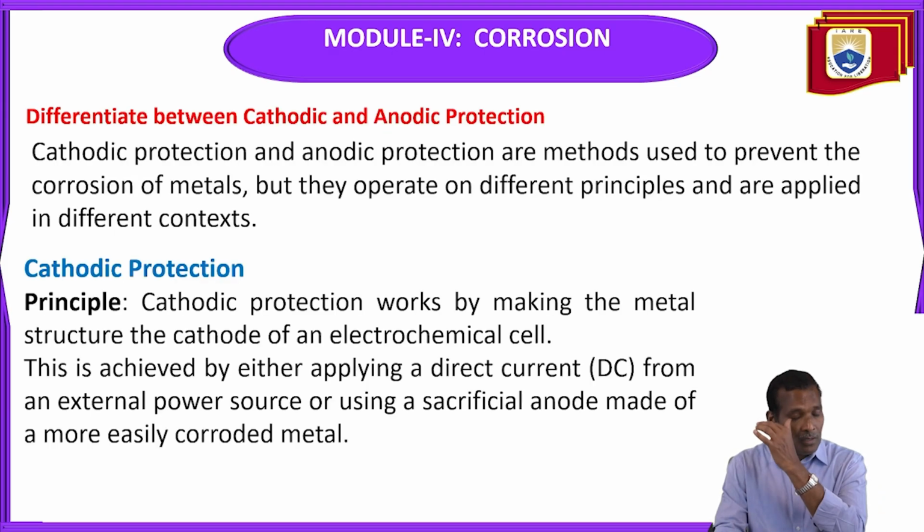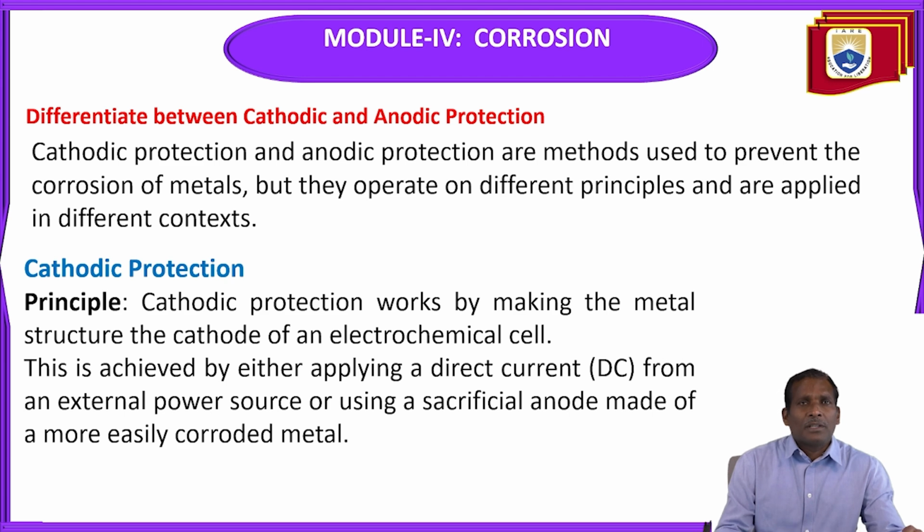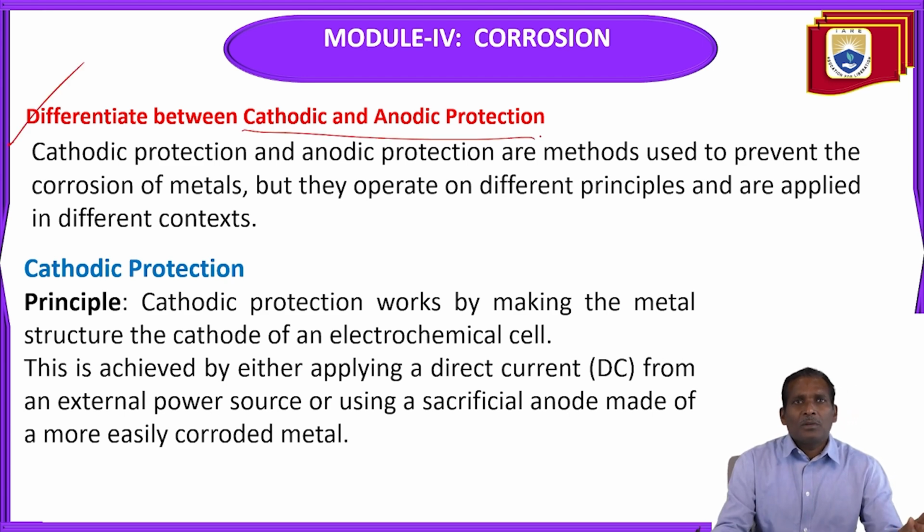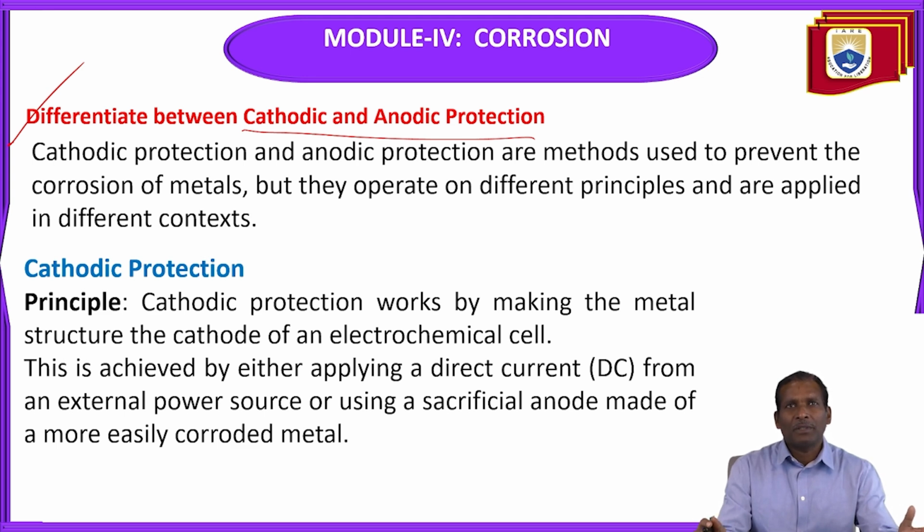As asked in the question, differentiate between cathodic and anodic protection. We have already seen the detailed cathodic and anodic protection methods, and other methods also. Many methods are there for protecting against corrosion. Here it is specifically asked to differentiate between cathodic and anodic protection. So what is the main difference between these two?